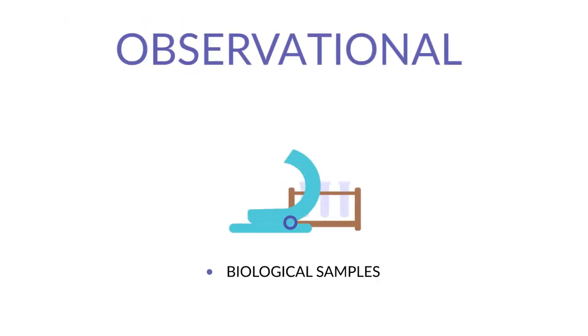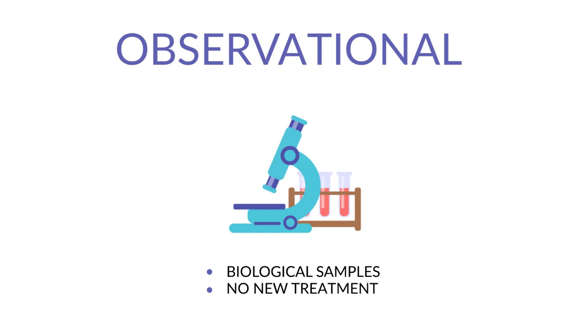Observational studies are used to find patterns in biological samples like blood or tissue. Some observational studies include imaging, like MRIs or CAT scans. Participants do not receive a new treatment. They simply allow researchers to study blood or fluid samples to look for possible opportunities to improve care.